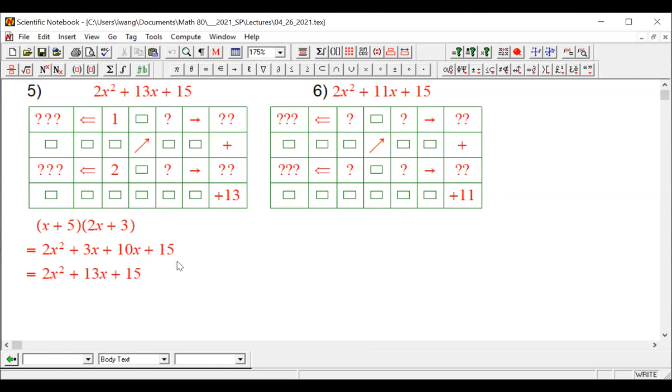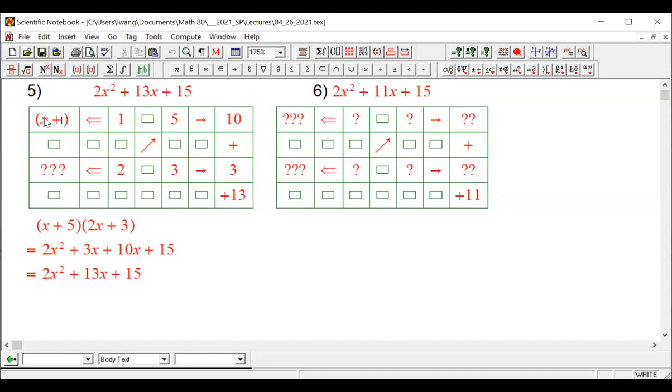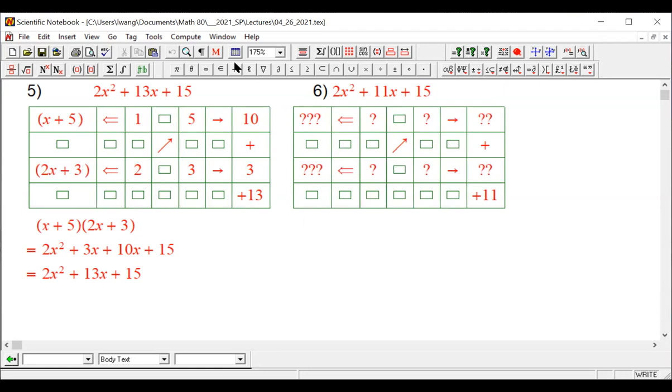No pressure though, right? So the factors we found, this one over here is going to be 5 and that's just 3. I'm just filling those in, and this is 3. I'm finding the match, and we got the 13. No problem. Still working on it. That's very good. So here's going to be x plus 5, and the next one is going to be 2x plus 3. Good job. Okay, so let's look at the next one.